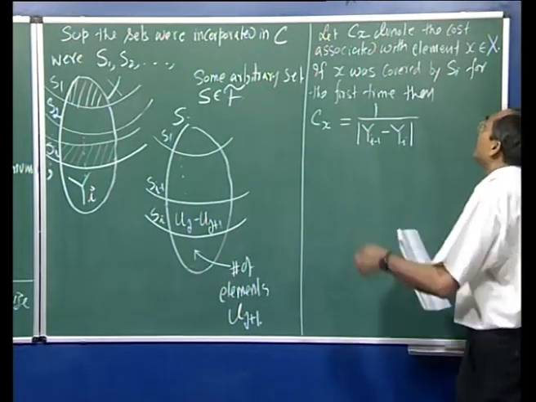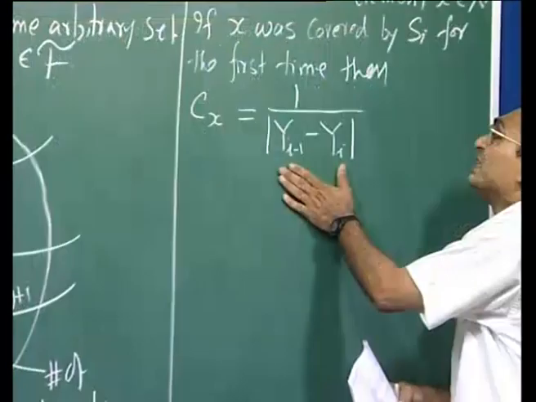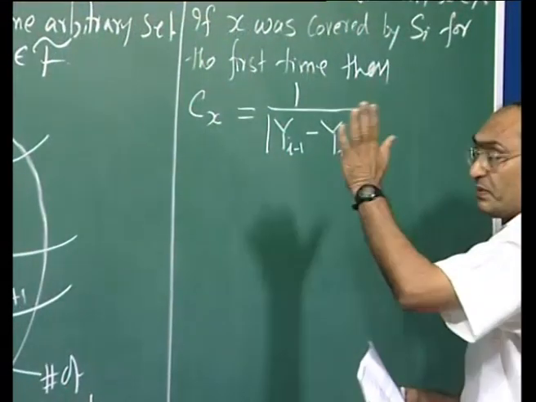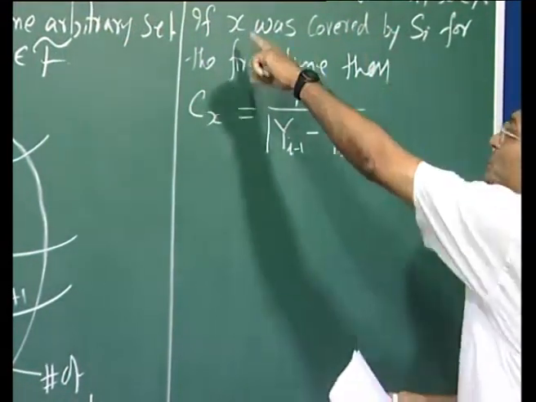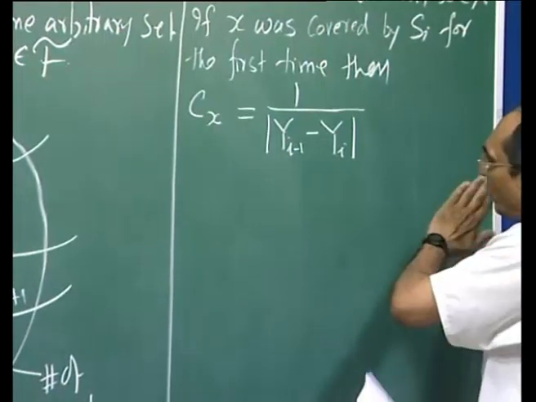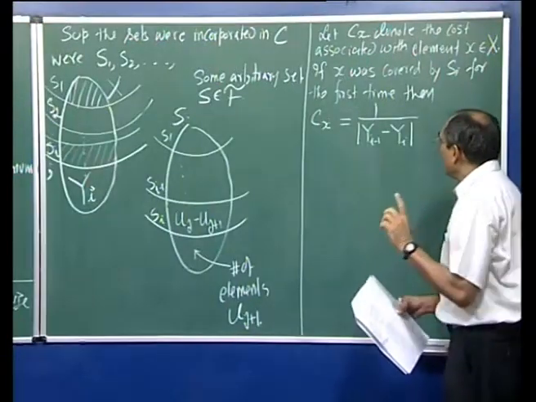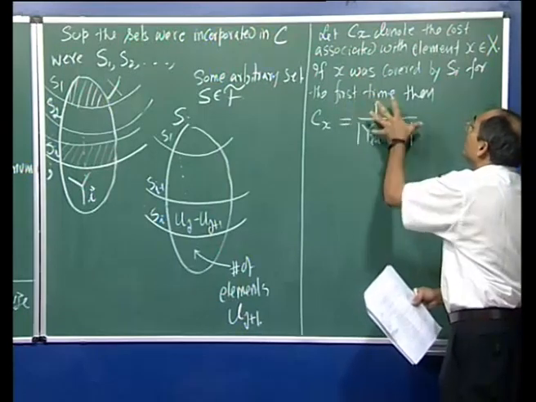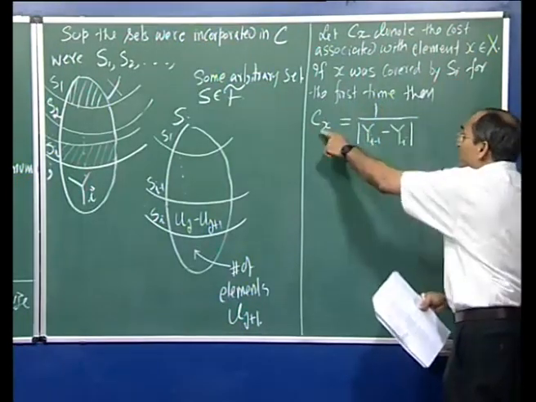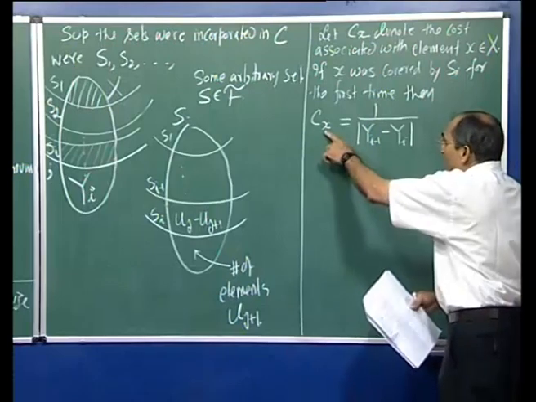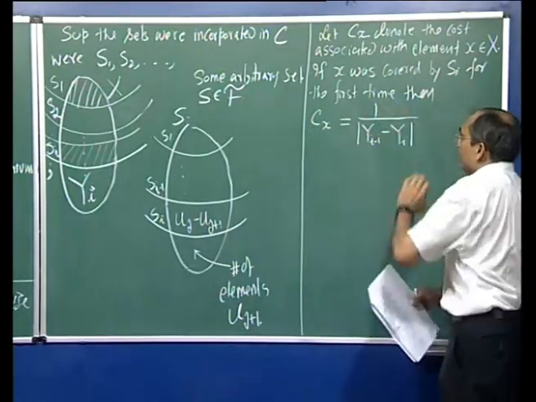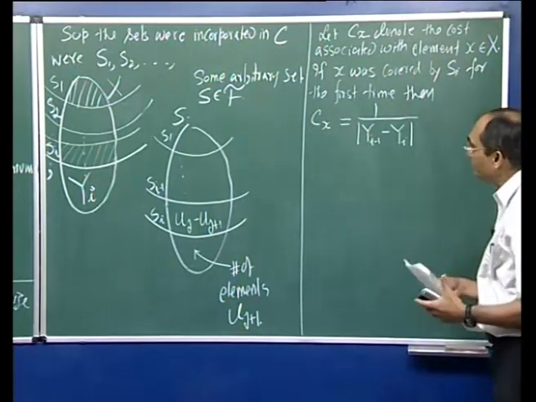These were the freshly covered elements when SI was incorporated, and X was one of them. They all got collectively a cost of 1. So, we distributed this much cost, 1/this much, to each of them. Hence, X also got the cost Cx, namely this. Okay.